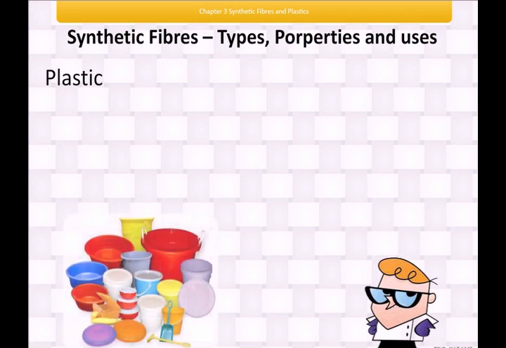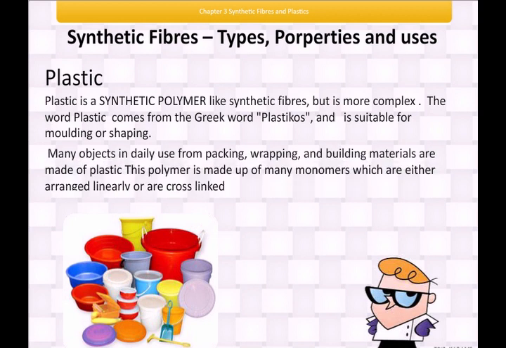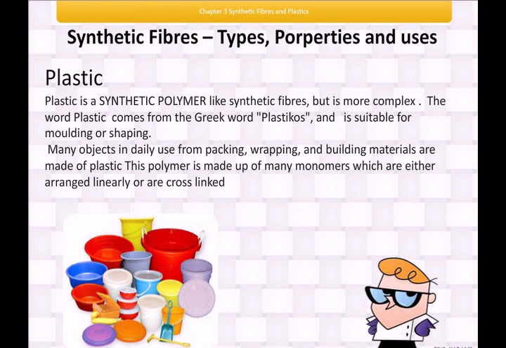Plastic. Plastic is a synthetic polymer like synthetic fibers but is more complex. The word plastic comes from the Greek word plastikos and is suitable for molding or shaping. Many objects in daily use from packing, wrapping, and building materials are made of plastic. This polymer is made up of many monomers which are either arranged linearly or are cross-linked.